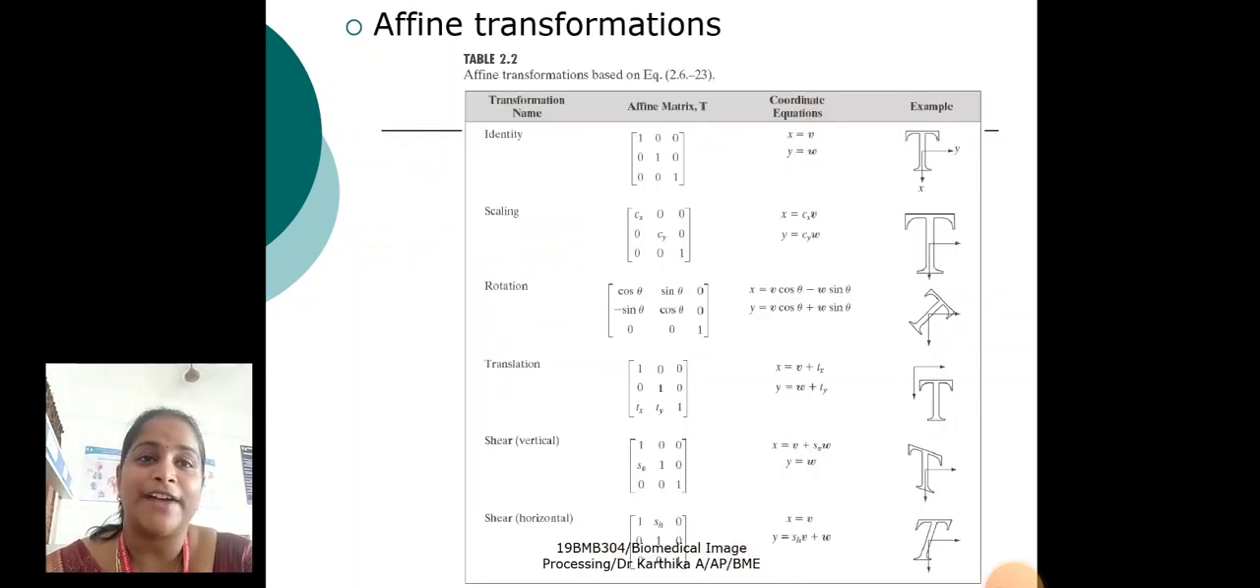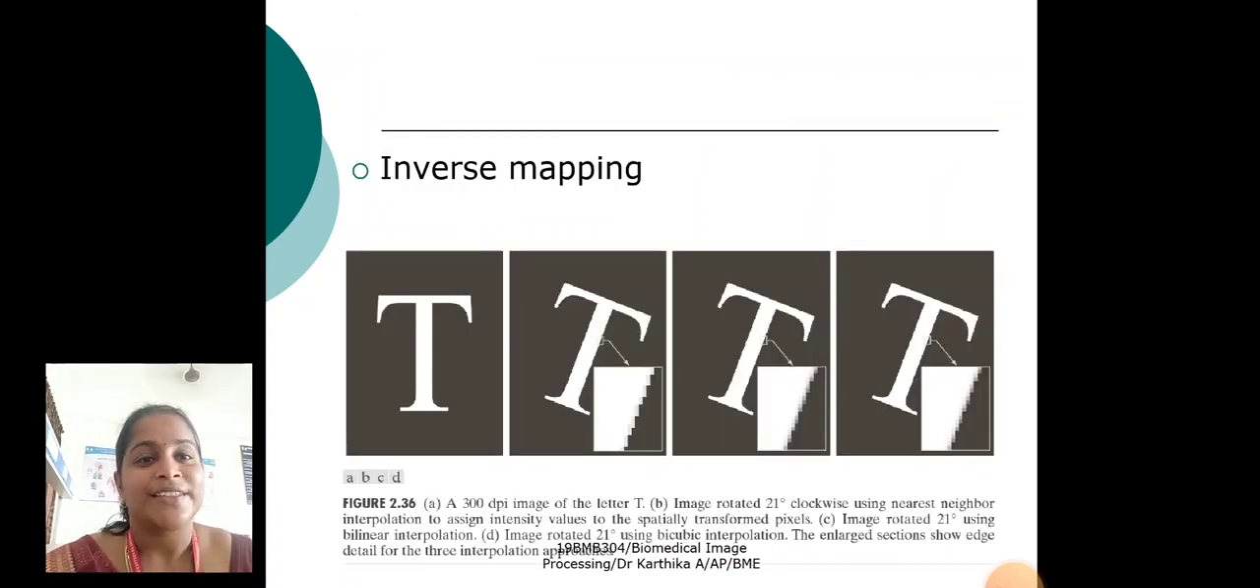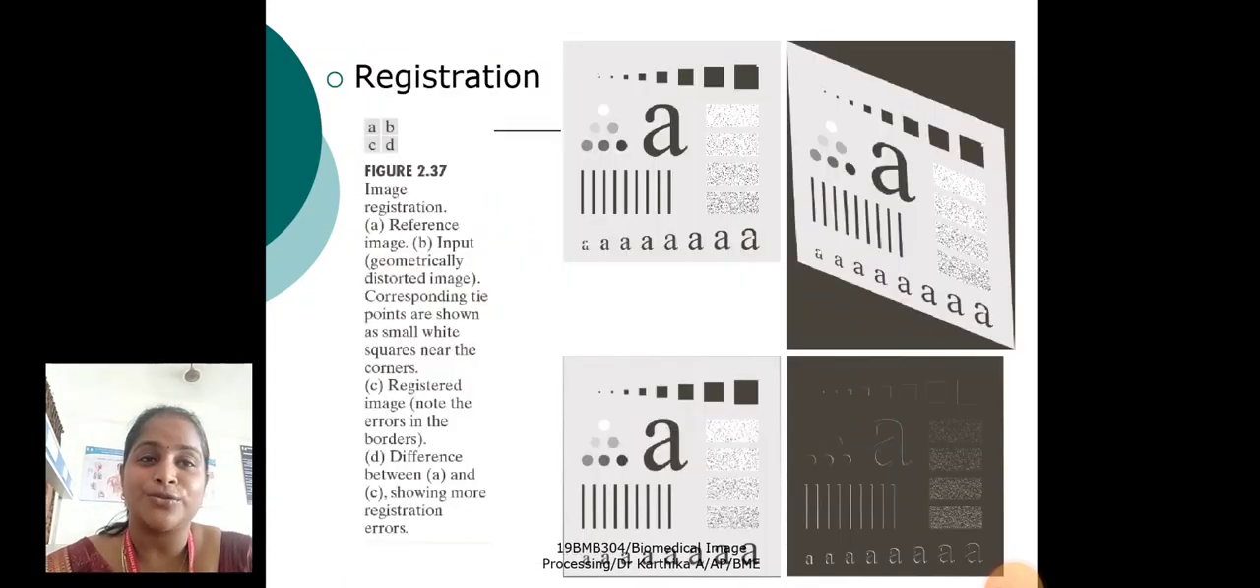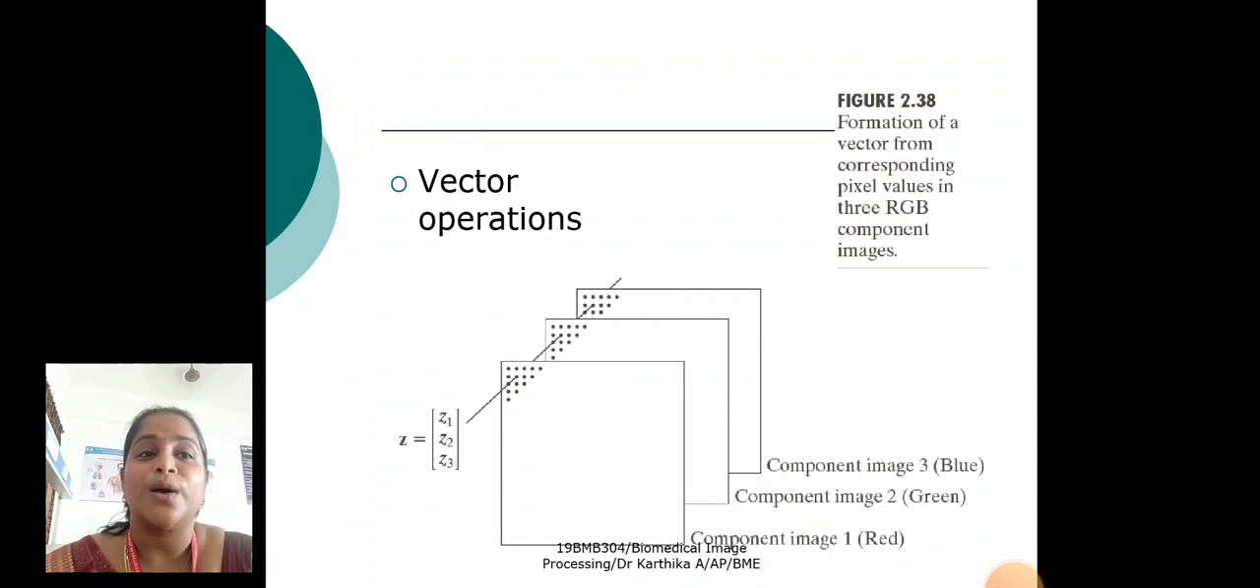And then we have affine transformations. In these transformations, by using digital image processing, it is possible to obtain identity, scaling, rotation, translation, and vertical and horizontal shear also. Here we have different functions to meet different applications in medical image processing. Also we have inverse mapping applications, and also registration.